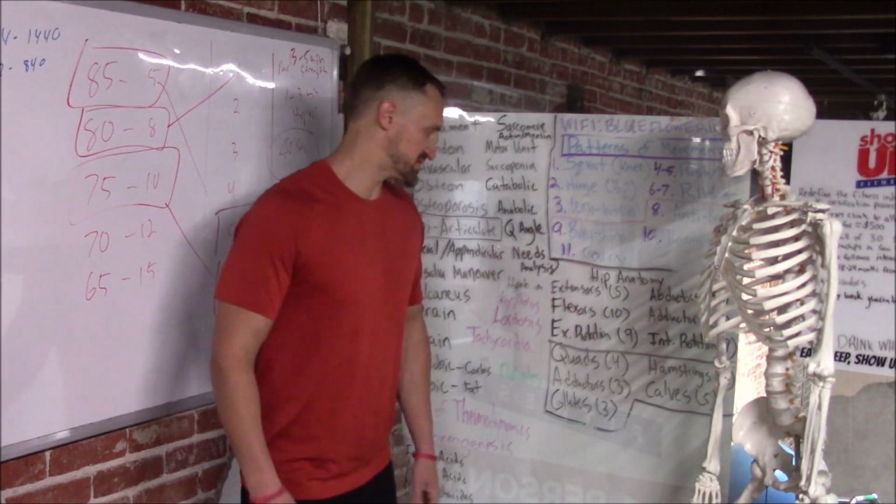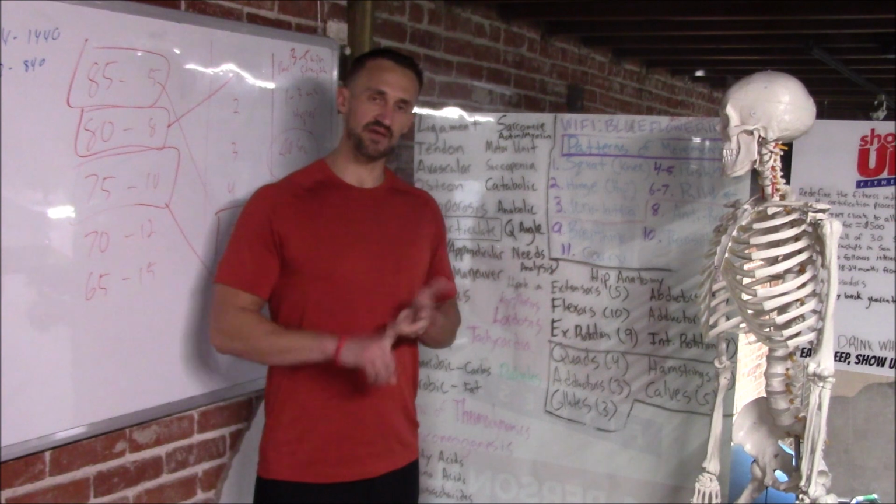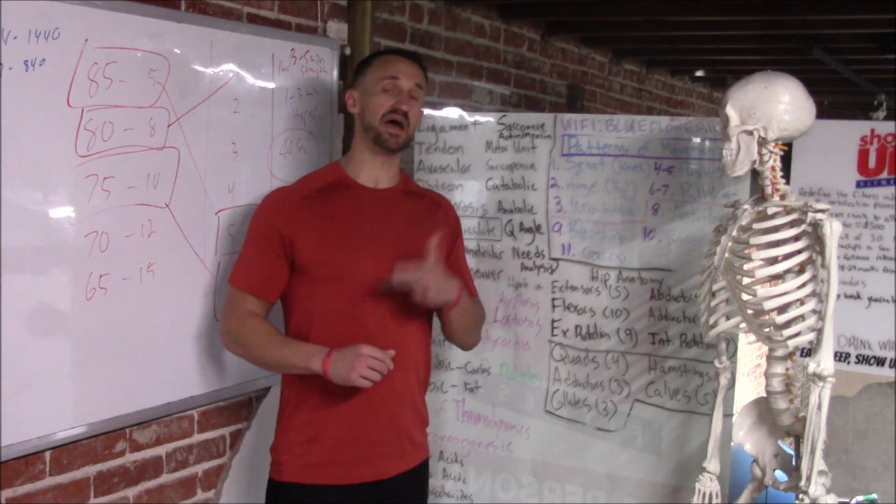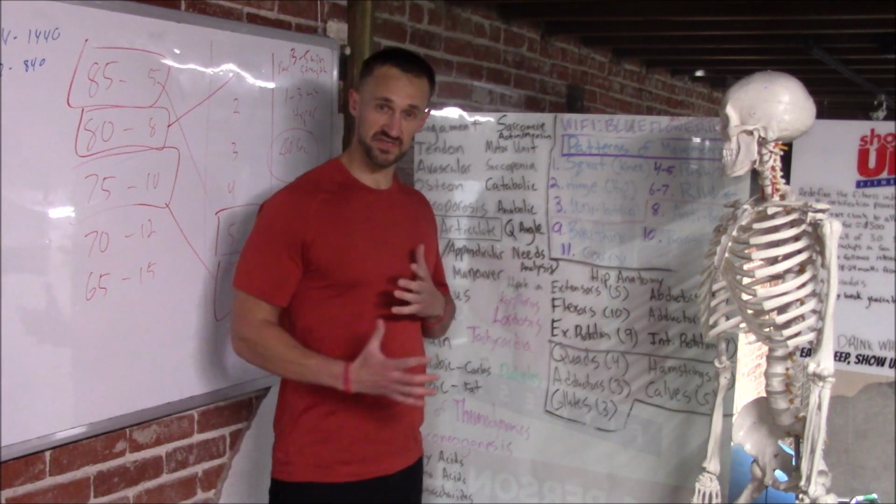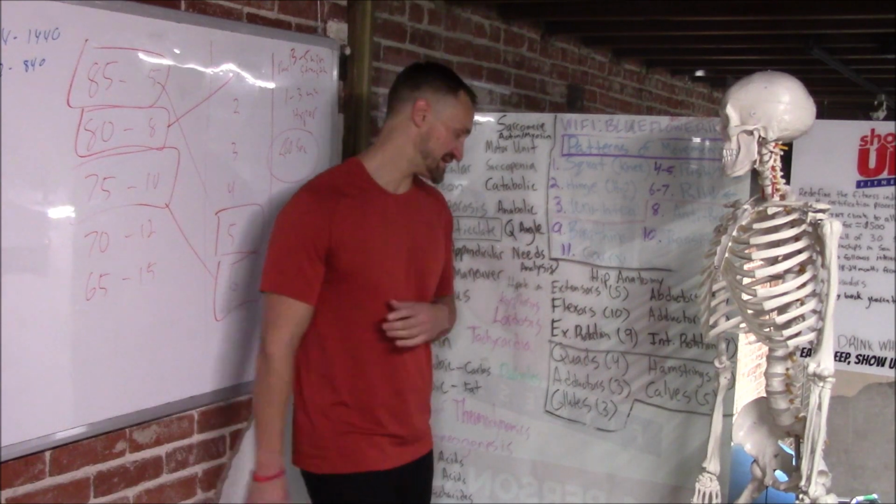We have the adductors. So we have the adductor magnus, longus, brevis. The acronym we have is Major League Baseball has great pitching. You also have the gracilis and the pectineus that work with adduction.